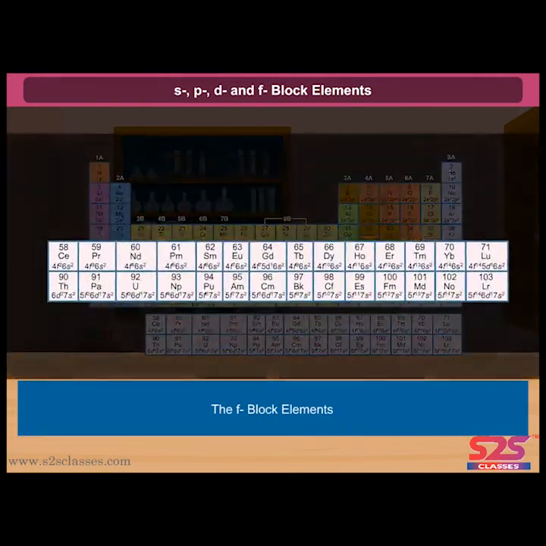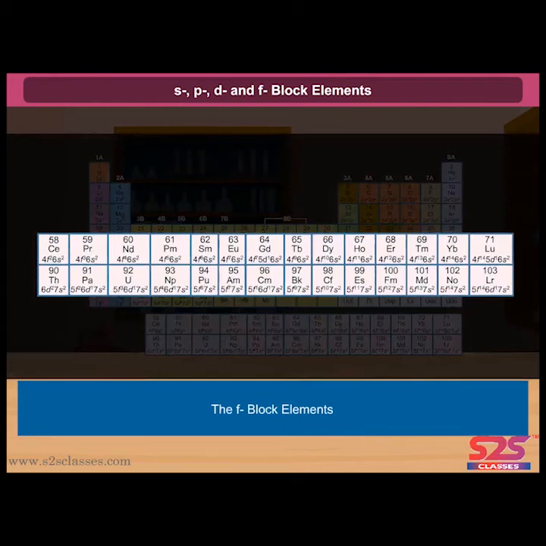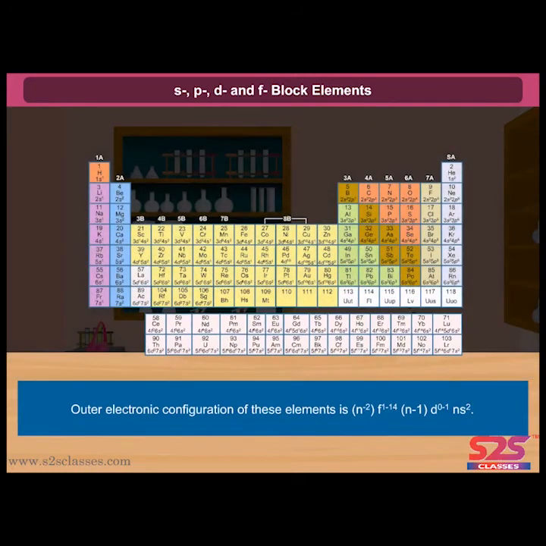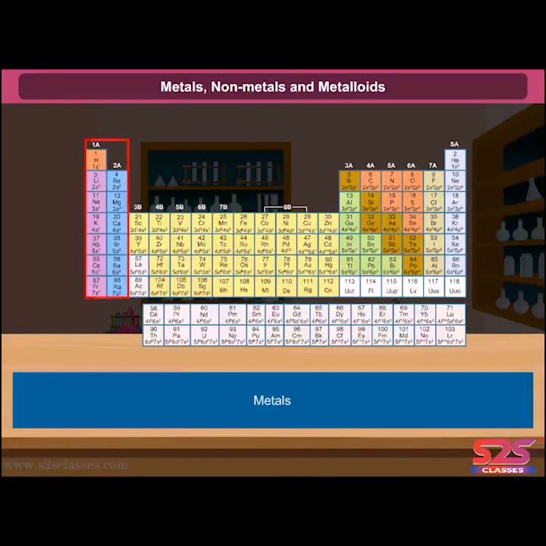The f-block elements include 2 rows of elements at the bottom of the periodic table, that is, lanthanides and actinides. These elements are also known as the inner transition elements. The outer electronic configuration of these elements is (n-2)f with electrons 1 to 14, (n-1)d with electrons 0 to 1, ns2. Metals, non-metals and metalloids.